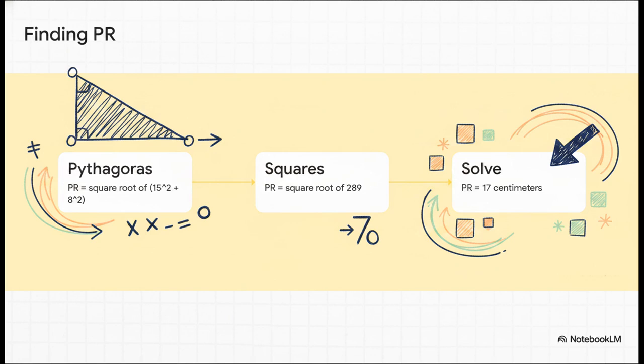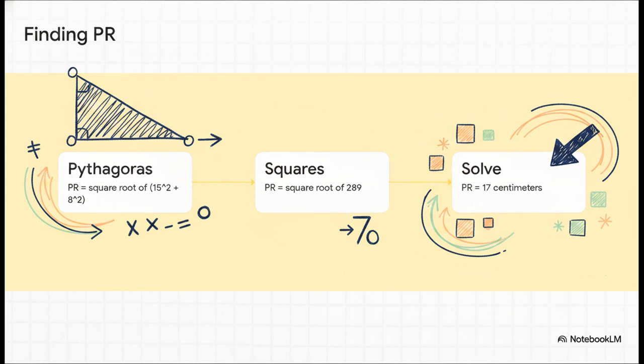Now that we've got our toolkit packed, let's methodically apply it to some actual worked examples, just to see how this plays out in a real exam scenario. More often than not, a triangle is going to be missing a side. Here, we need to find the hypotenuse, which is labeled PR, and we're given the other sides as 15 and 8 centimeters. So, what do we do? We pull out our trusty old friend Pythagoras' theorem. Step 1, we take the square root of 15 squared plus 8 squared. Step 2, we calculate those squares to get the square root of 289. And step 3, we solve it to find that PR is exactly 17 centimeters.